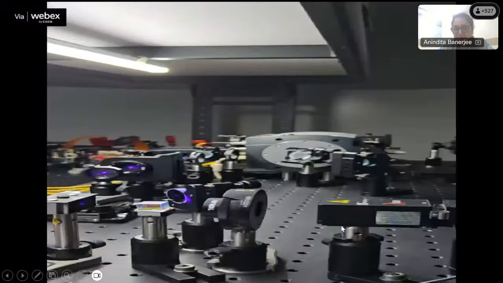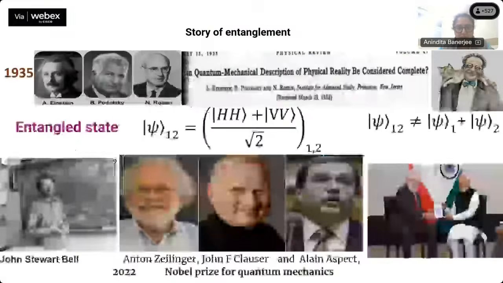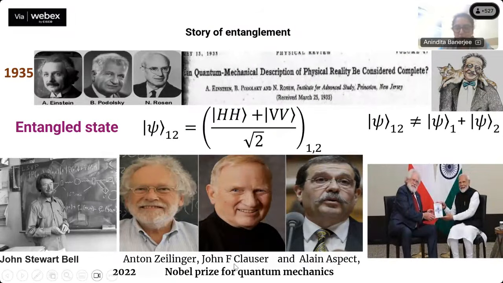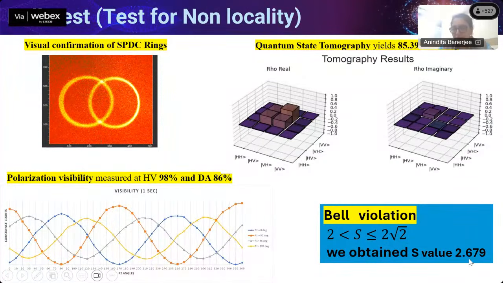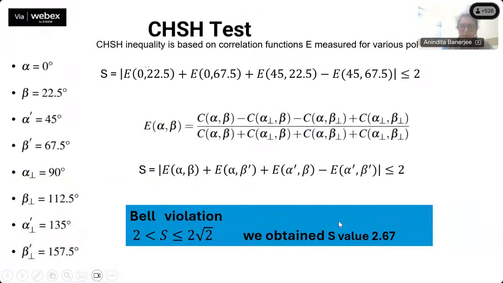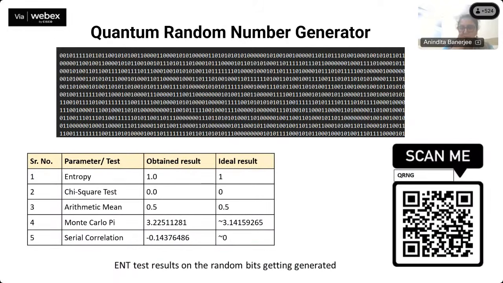I was talking to you about this inequality, which was proposed by Clauser. We have performed this experiment, and we have attained a value of 2.679. 2 root 2 is 2.8. So anything quantum is greater than 2 and less than 2 root 2, and we have obtained a value of 2.679. So this is the CHSH inequality. These are the different polarizations which we are rotating to obtain the parameters for the inequality.